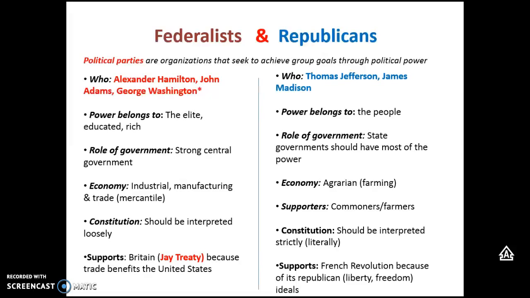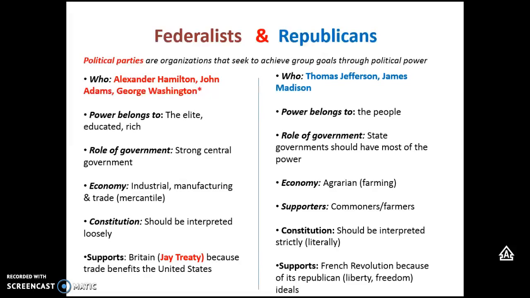So who were the Federalists? It was Alexander Hamilton, John Adams, and George Washington. They believed that the power should belong to the elite, educated, and rich. And they felt that the government should have a strong central government where most of the power is in the federal government. The economy, they looked at it as industrial, manufacturing, trade, which they believed in mercantile.